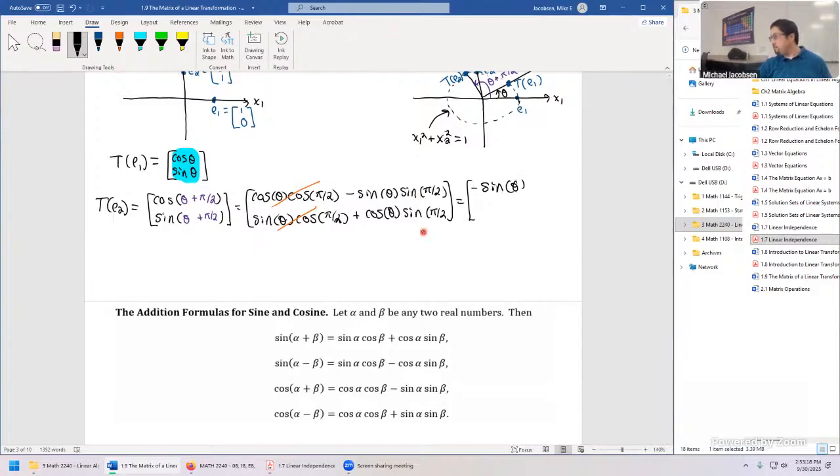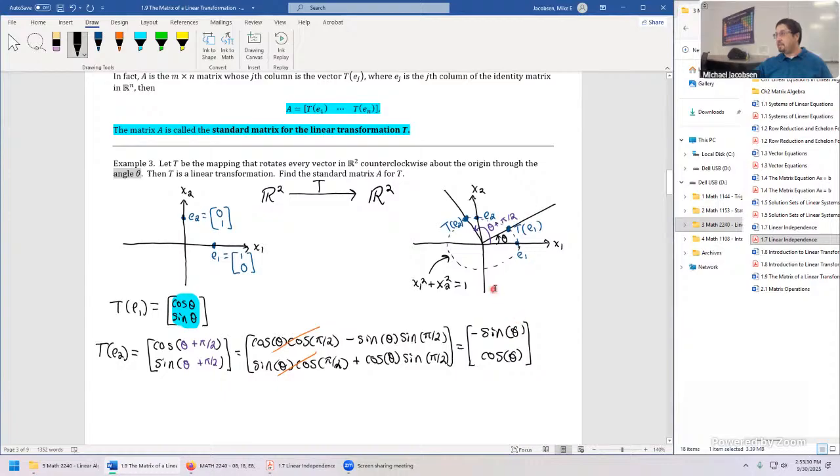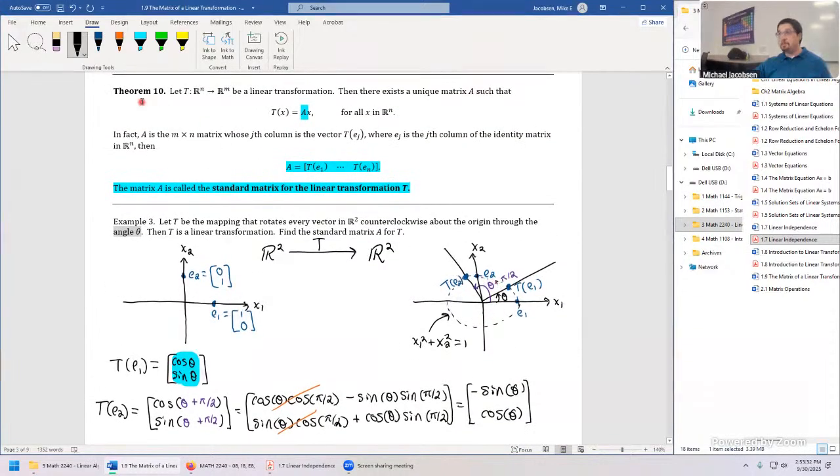It's 1 here as well. Forgot to close the delimiter there. So we just get positive cosine theta. We're done with the addition formulas, so we can leave them back where they were at the very top. But now we're back to just the theorem.